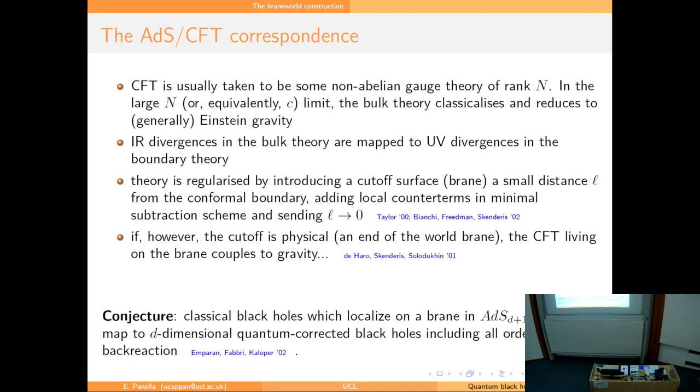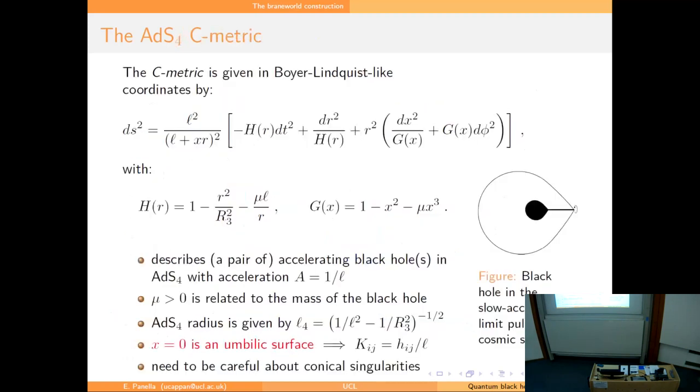So that's our line to try and solve the backreaction problem exactly. We need to find such a solution. And such a solution, if you're interested in 2+1 dimensional gravity on the brane, is the AdS4 C-metric.